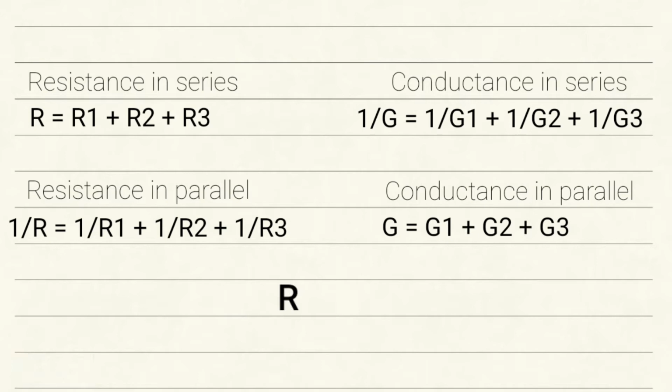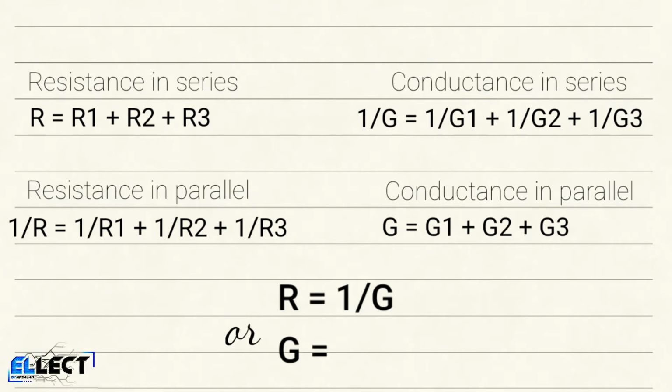It means that R is equal to 1 over G, the reciprocal of conductance is known as resistance, or G is equal to 1 upon R, that is, the reciprocal of resistance is known as the conductance.